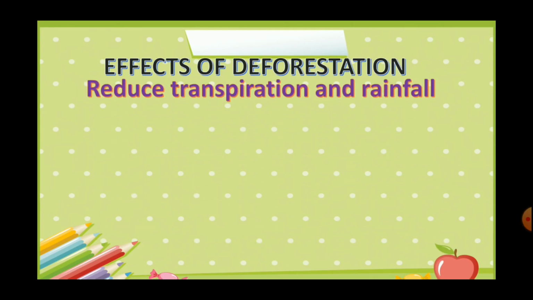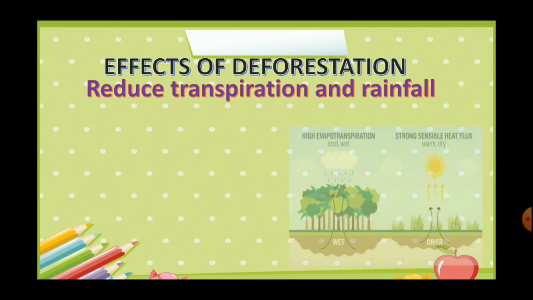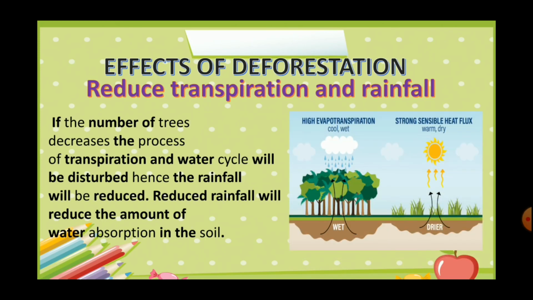It also reduces transpiration, because fewer trees means less transpiration, less cloud formation, and then less rainfall. So if the number of trees decreases, the process of transpiration and the water cycle will be disturbed. Hence the rainfall will also decrease, and reduced rainfall will reduce the amount of water absorption in the soil.